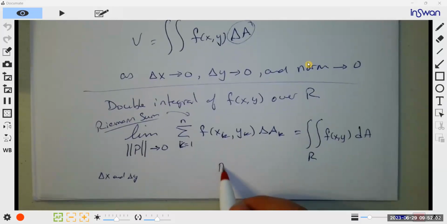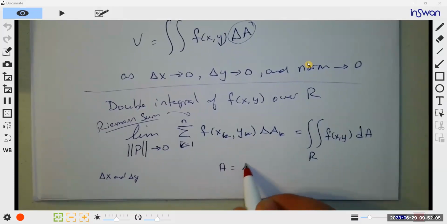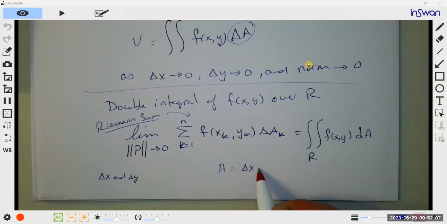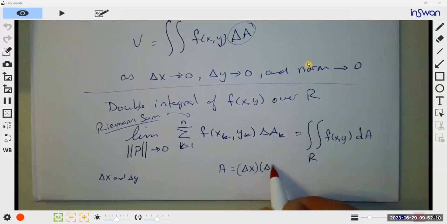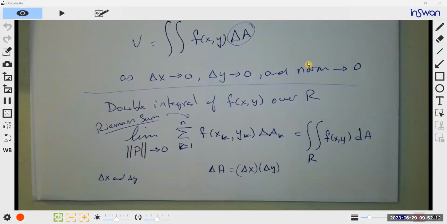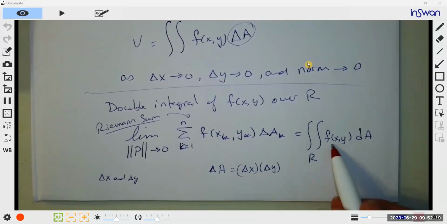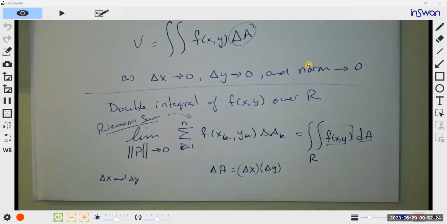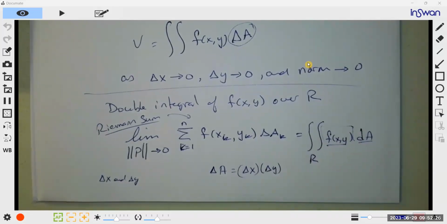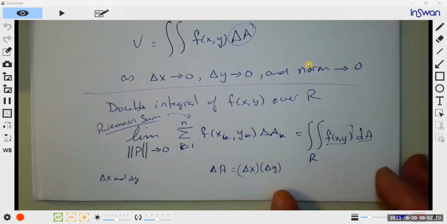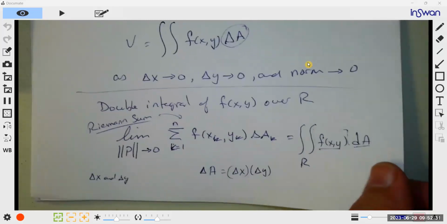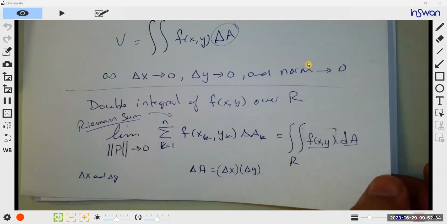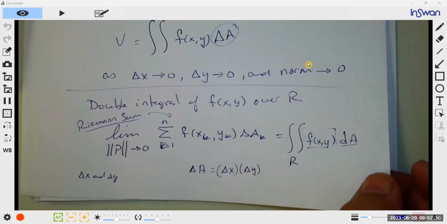Because remember, the area delta A is delta x times delta y. So our whole objective here is we have to look at the function itself. This is a point in the function, and this is the area of the projection of it, which we'll call a shadow. And now, again, the hardest part of this section is going to be how we define the bounds of integration.